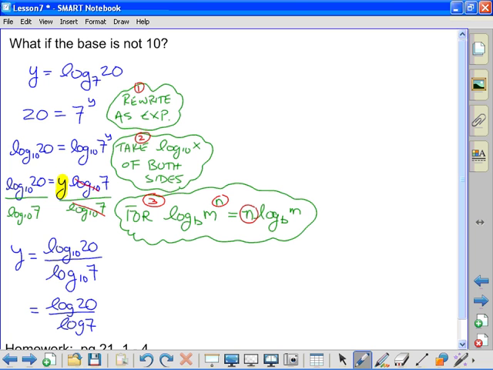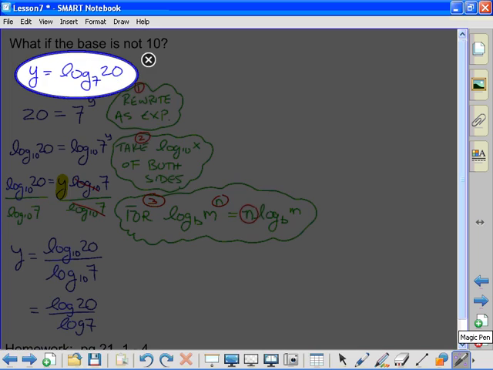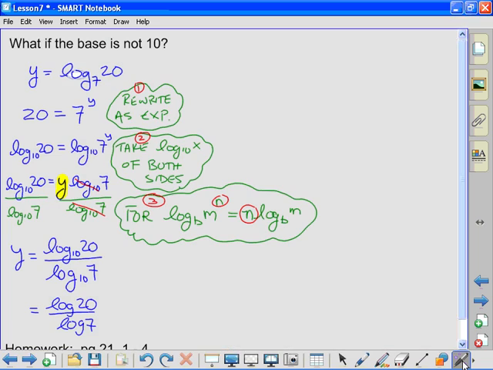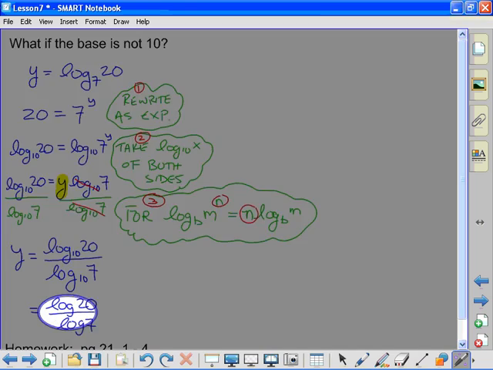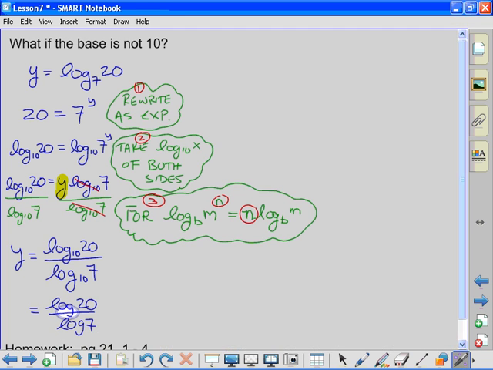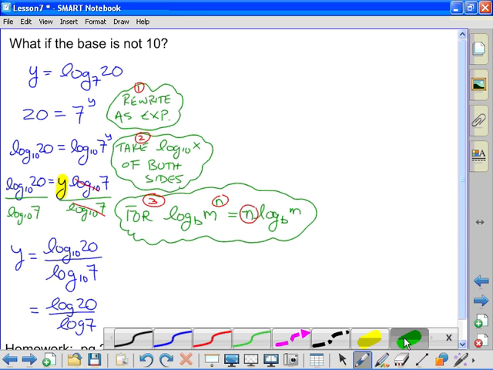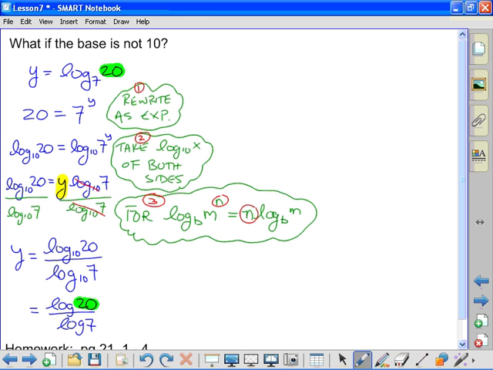Now let's just talk quickly about where this comes from. Watch where we started from. Back here, because I want you to be able to go from here to here in one step. So where did the 20 come from? The 20 was the argument. Where did the 7 come from? The 7 was the base.